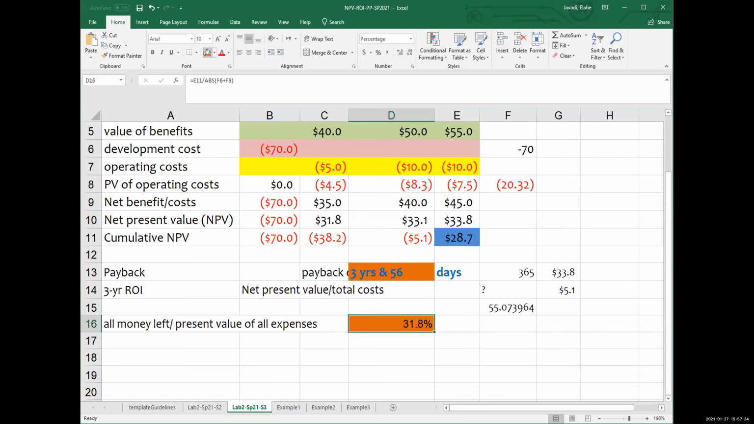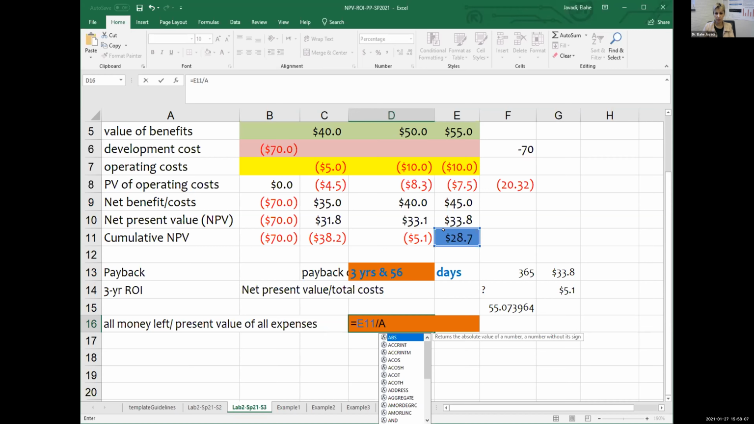I'm sorry, Professor, can you repeat that again? Yes, I'm gonna repeat doing return on investment. So this is the cumulative NPV on year 3, that's the money I have left. So equal sign, select that cell, divided by absolute value, because I don't need the negative numbers. You could do ABS, or you can just put the minus sign. I like ABS because it's more professional. ABS, absolute value of the cost.